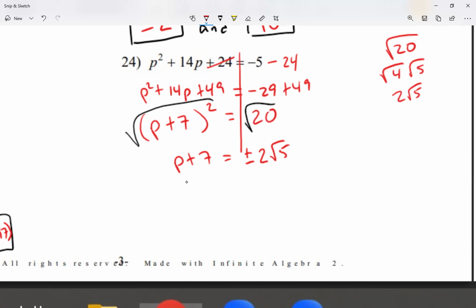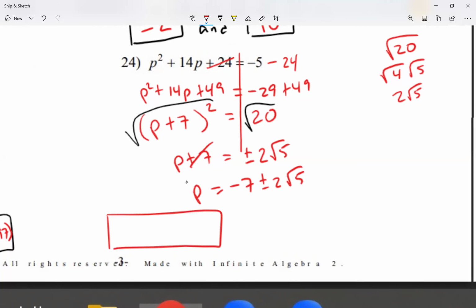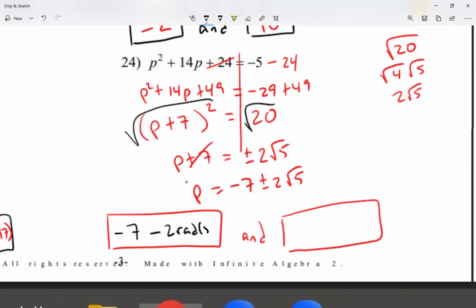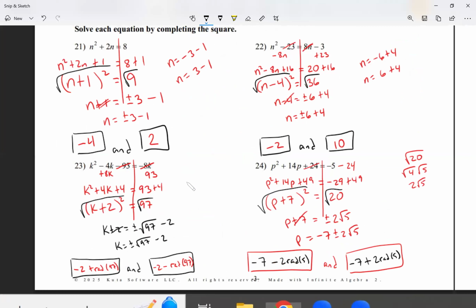Okay. My plus 7, so I'm going to have p is equal to my plus 7 moves over as a -7, plus or minus 2 radical 5. So my two answers, remember I have two spaces here. My first one will be -7 minus 2 radical 5. And the other one will be -7 plus 2 radical 5. Notice that when I had radicals, I wrote my number without a radical first.